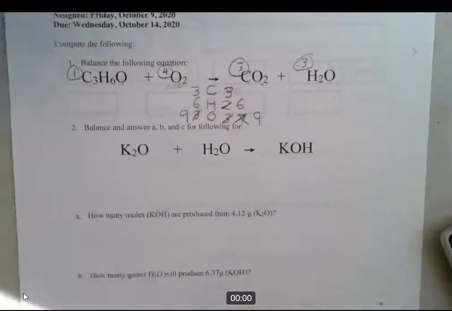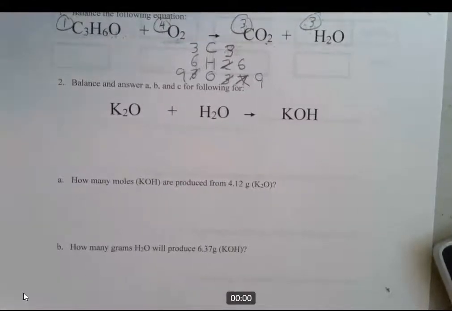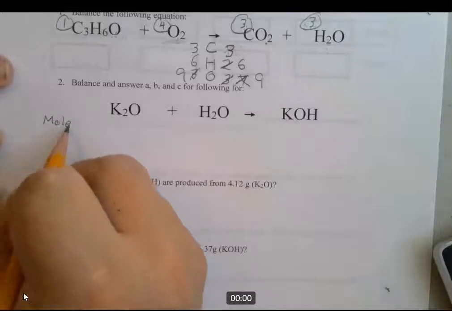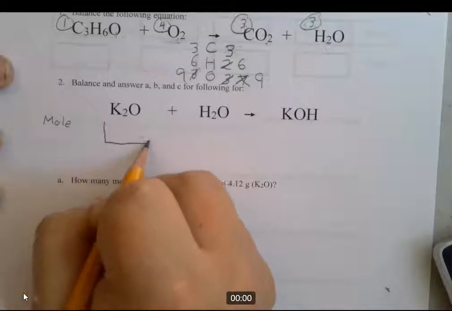All right, next one is some stoichiometry from Wednesday, just regular gram stoichiometry. So I gave you a little room to draw a graphic organizer if you would like to do that. So up on top we have moles. This is the chemical world. And we're going to draw some little boxes here.